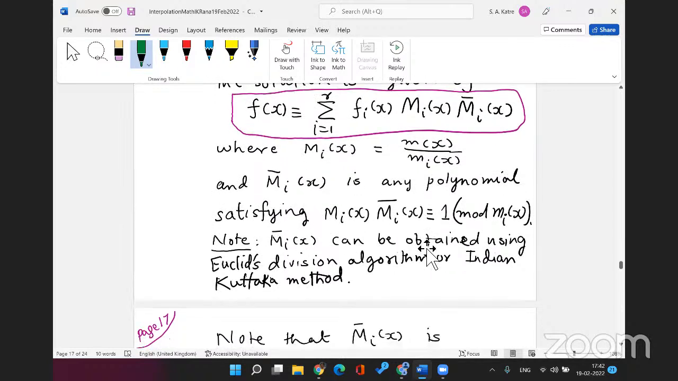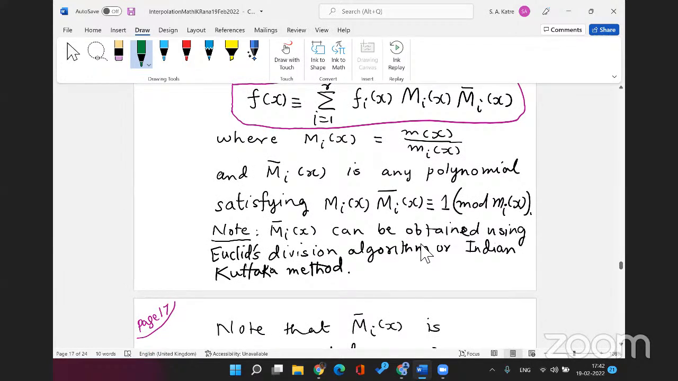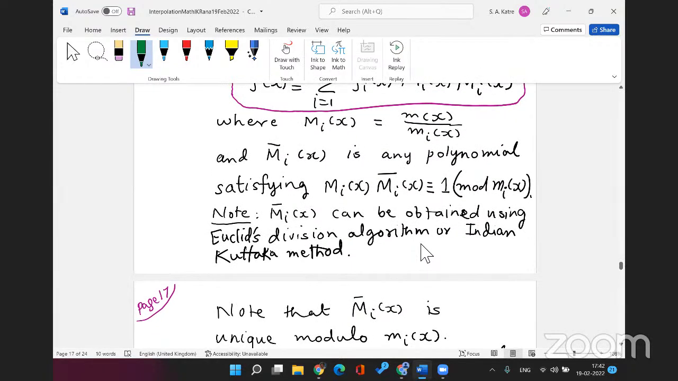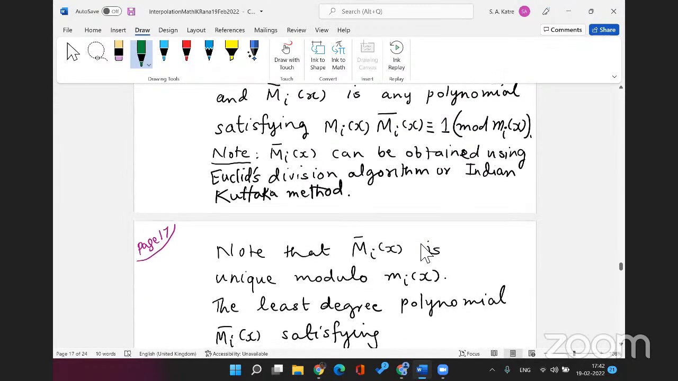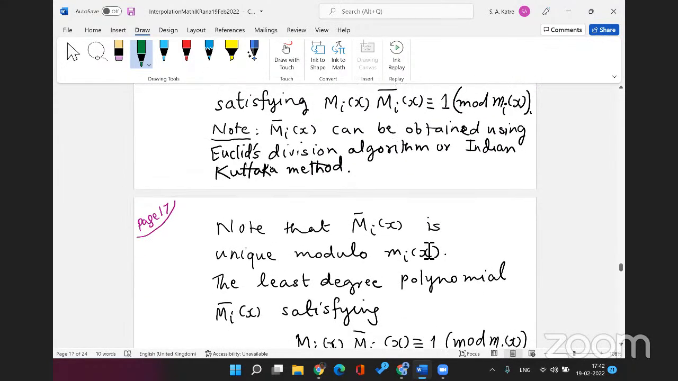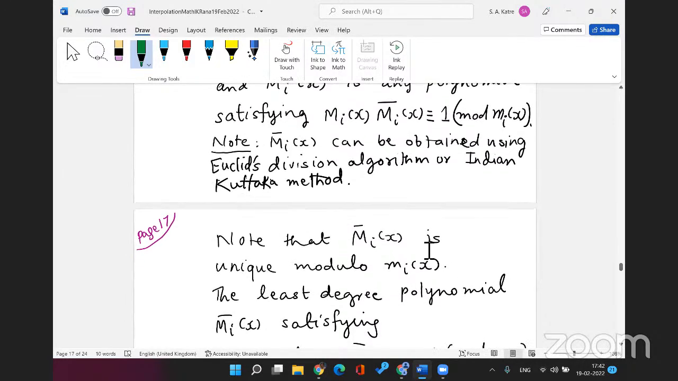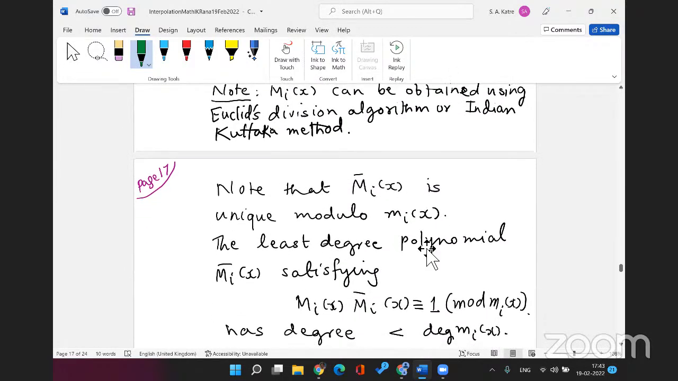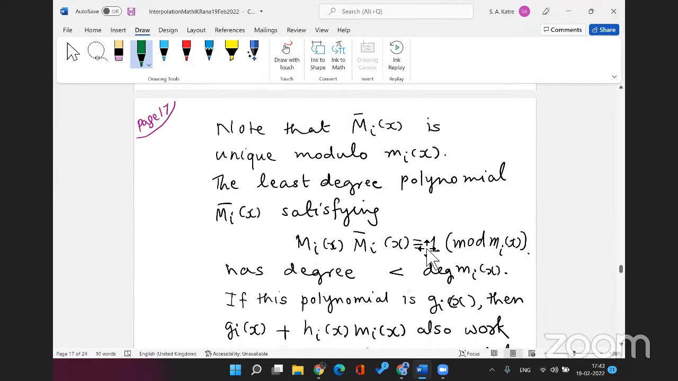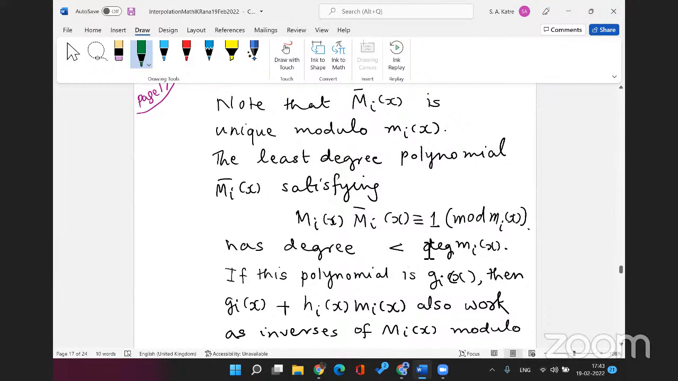And mi bar can also be obtained using Euclid's algorithm for polynomials. GCD algorithm actually, not the division algorithm. Instead of that, you use the GCD algorithm. And the Indian Kuttaka method also you can use. Whatever is for numbers, the same thing you do for polynomials. That is the Indian Kuttaka method. That will also give you the value of mi bar(x). So for big polynomials, a computer can do this job if you want. So mi bar is unique modulo mi(x).